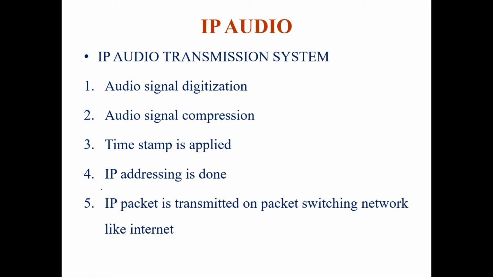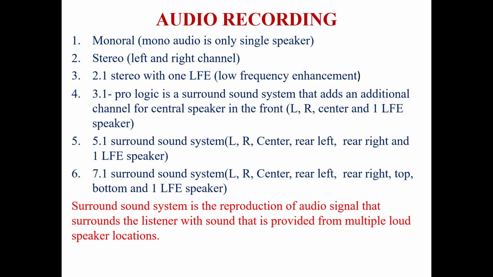This completely gives you the idea about the IP audio transmission system. Audio signal digitization we have seen, then compression takes place, then the timestamp is applied, and IP addressing is done: where I want to send that packet, that address is attached to that packet. Then the IP packet is transmitted on the packet switching network like the internet. Okay, so this is the process. Then audio recording.